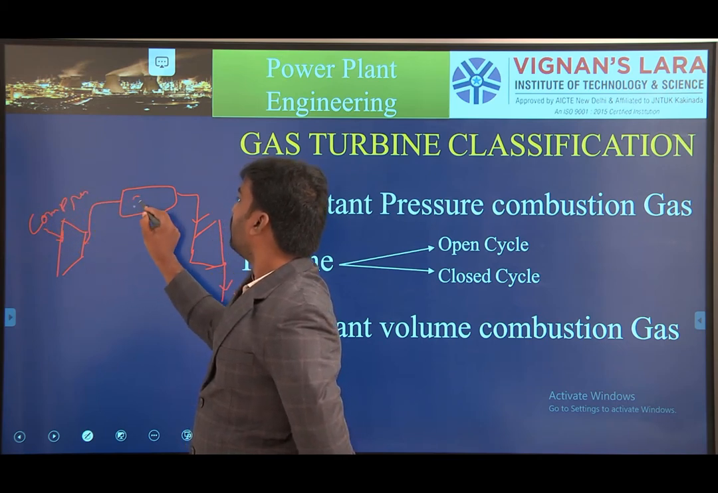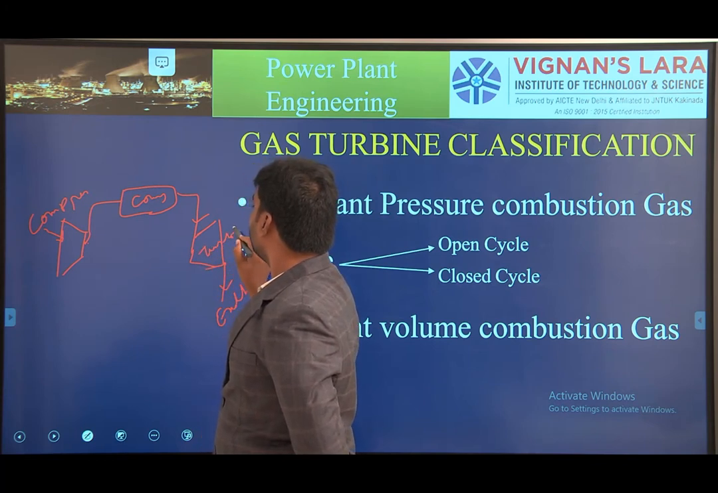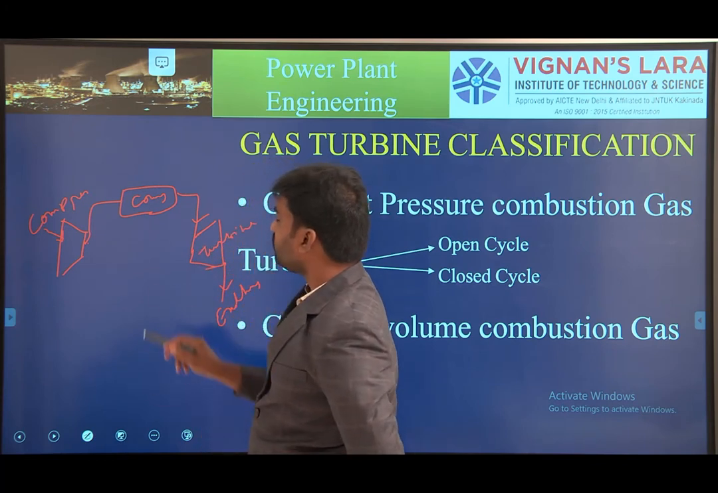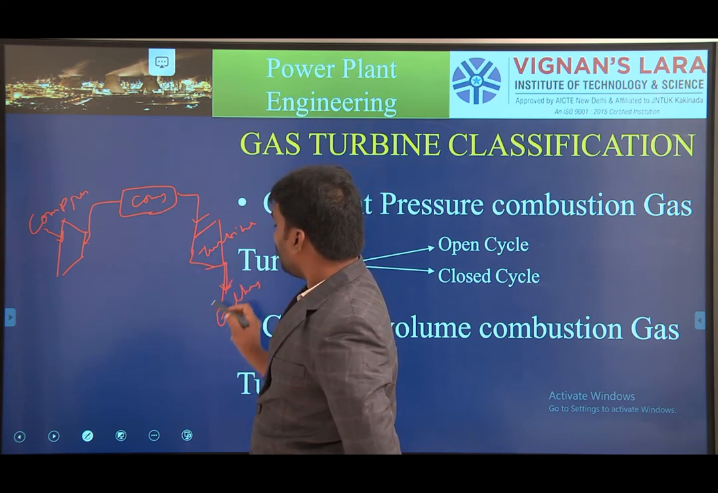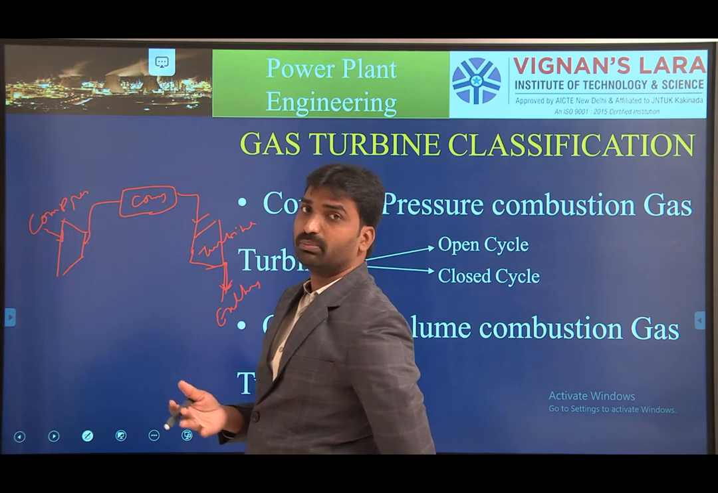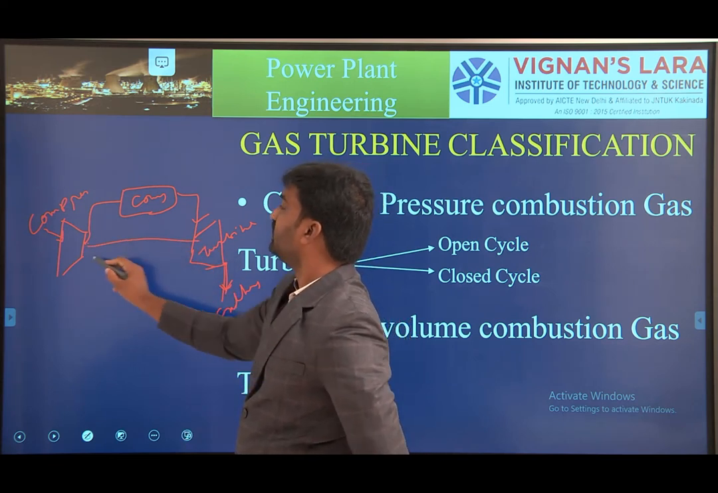Compressor, combustion chamber, turbine. So the exhaust gases are eliminated or sent back to the atmosphere. That type of system is known as the open system. This is the shaft here.